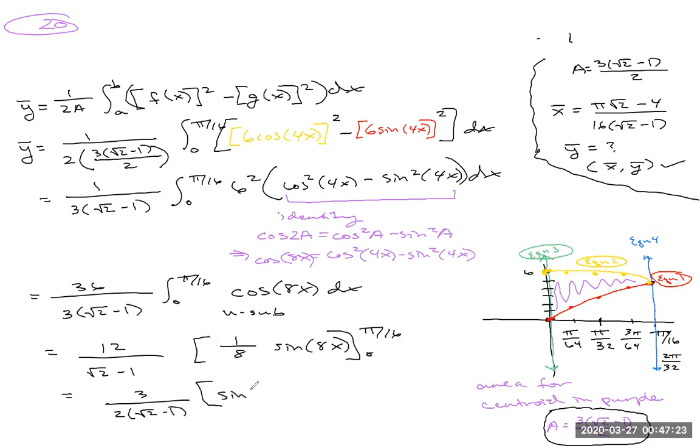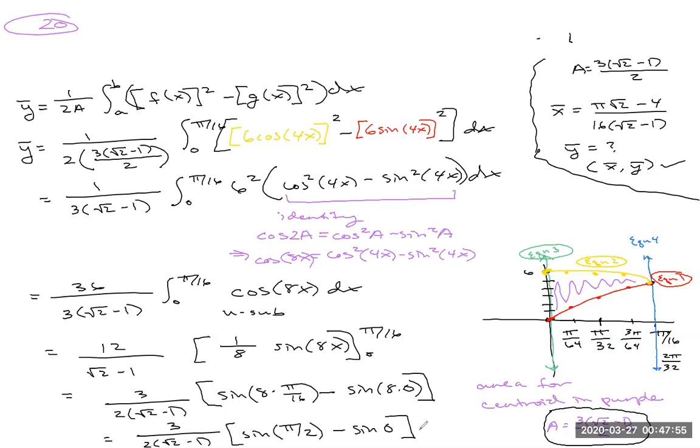We have sine of 8 times pi over 16 minus sine of 8 times 0. Which is 3 over 2 times root 2 minus 1 times, this is sine of pi over 2 minus sine of 0. Sine of 0 is 0. And sine of pi over 2 is 1.